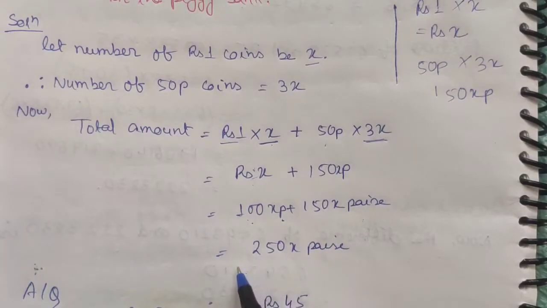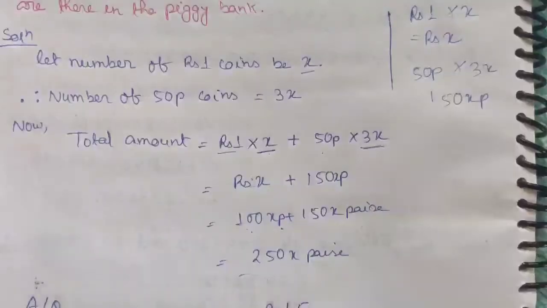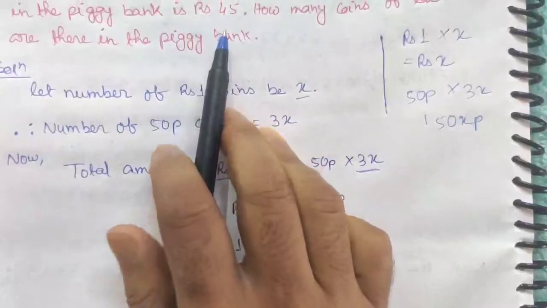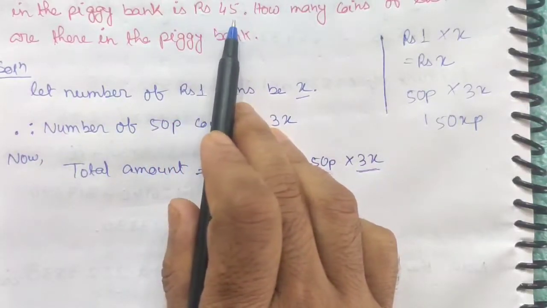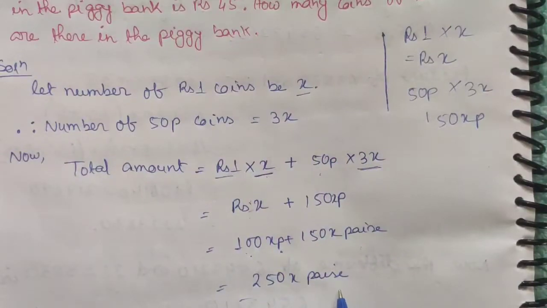So the total amount we have is 250x. And the total amount in the bank is how much? We have 45, right? All total we have 45 rupees. So this 45 equals 250x paise. Clear?